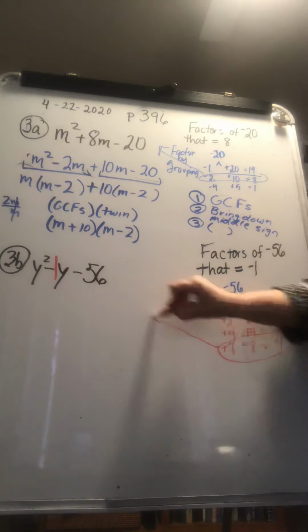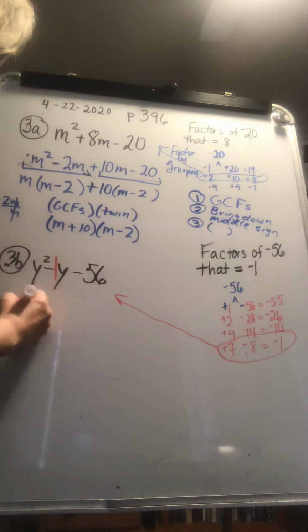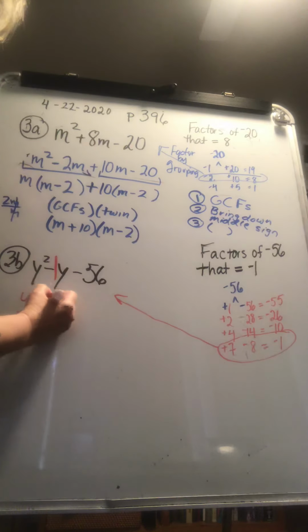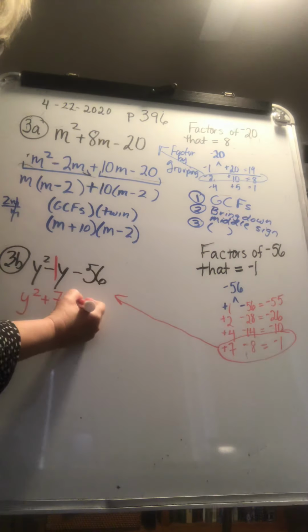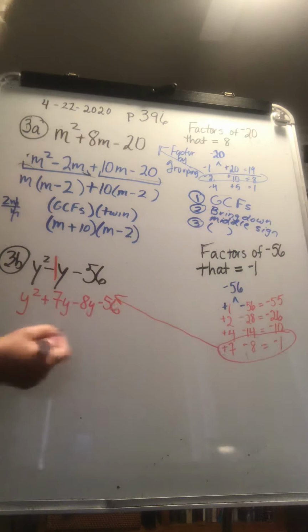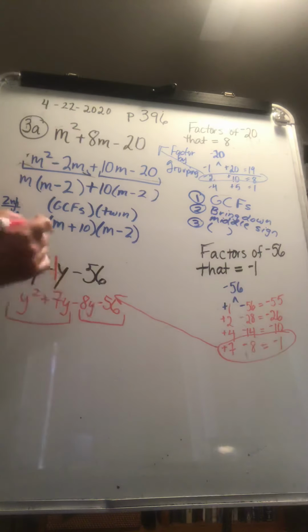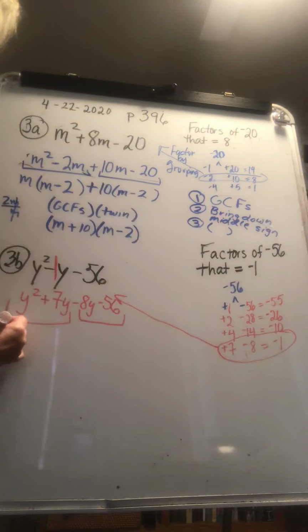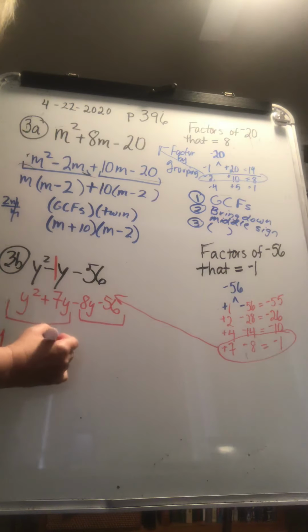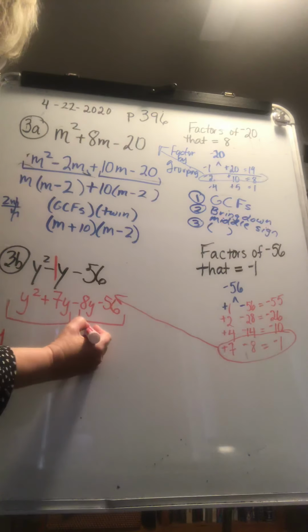So I'm going to factor by grouping. And I'm going to have y squared plus 7y minus 8y minus 56. Okay? So now I'm going to put them in my groups. Okay, going back to step 1, GCFs. They only have y in common. And this one has 8 in common.